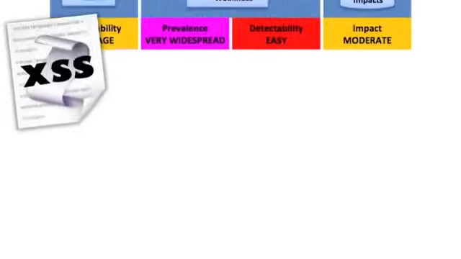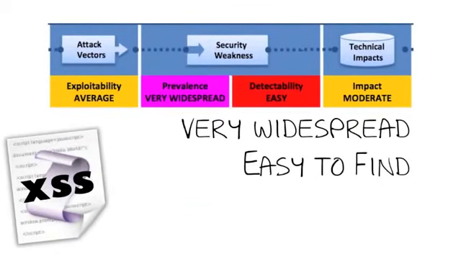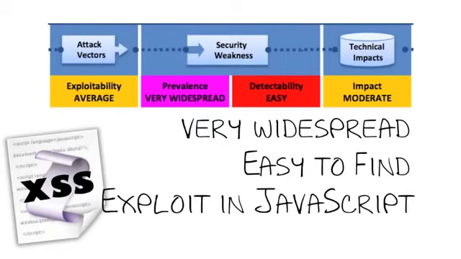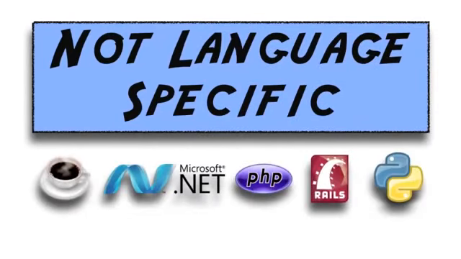XSS is extremely prevalent in web applications and very easy for attackers to find. Plus, exploiting an XSS vulnerability is usually pretty straightforward. The attacker just needs to know a little JavaScript. XSS is not tied to a particular platform or language. All popular web programming technologies are susceptible to cross-site scripting.